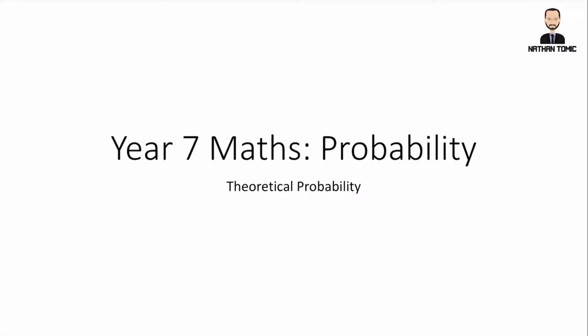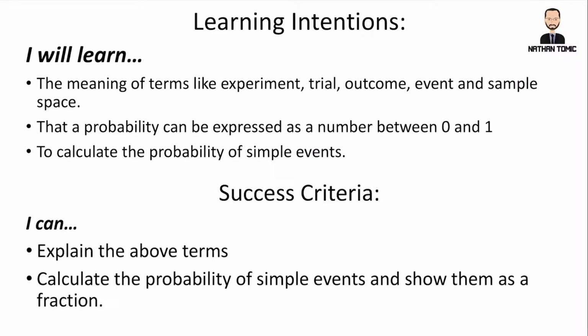In our video today, we're going to look at probability and specifically the theoretical probability, that is the calculated probability of an event. We'll be learning terms such as experiment, trial, outcome, event, and sample space. We'll learn that probability can be expressed as a number between 0 and 1 inclusively. And we'll learn to calculate the probability of a simple event.